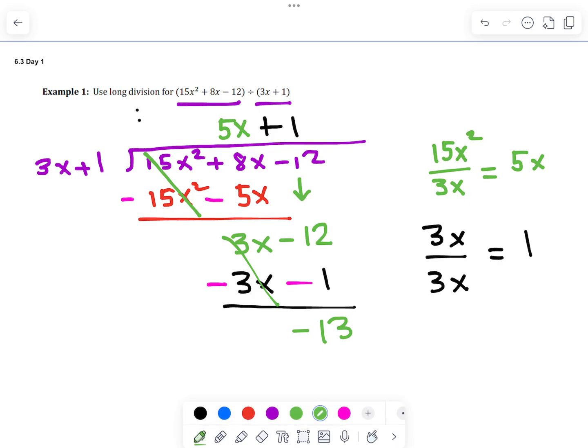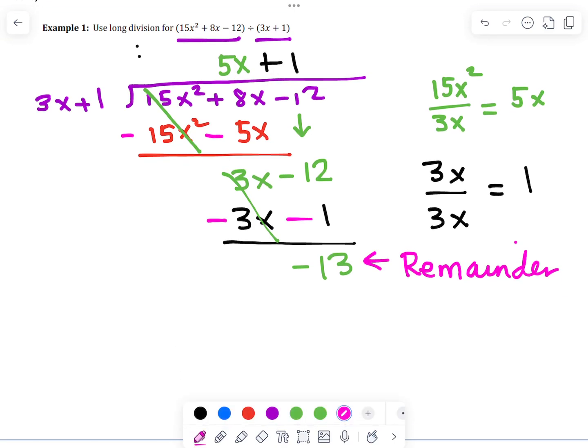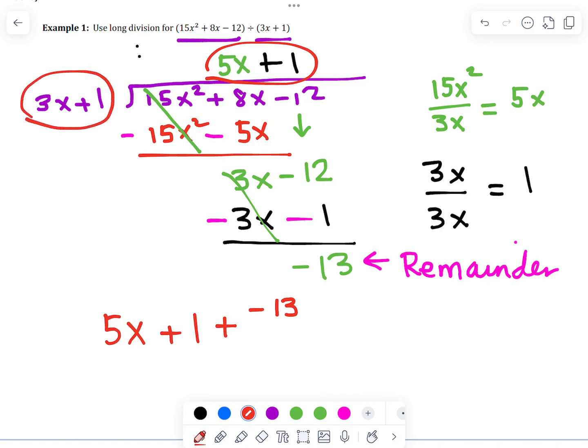Now we can't go any further. We can't take 3x and divide it into negative 13. Not possible. So this is now considered our remainder. So how we write our answer is up on top here, 5x plus 1, and then we add our remainder, negative 13, over what we divided by, 3x plus 1. So that is our final answer.